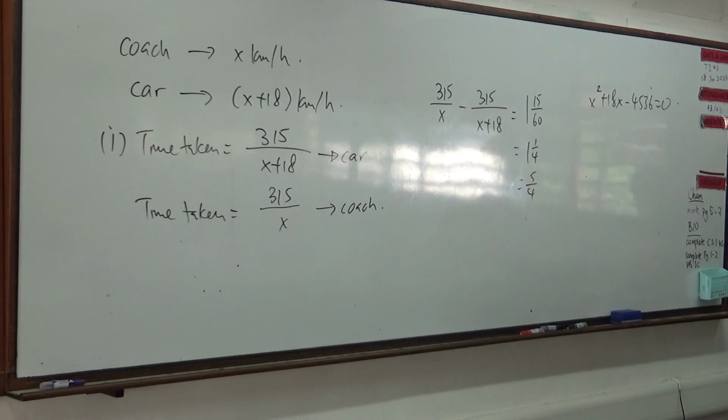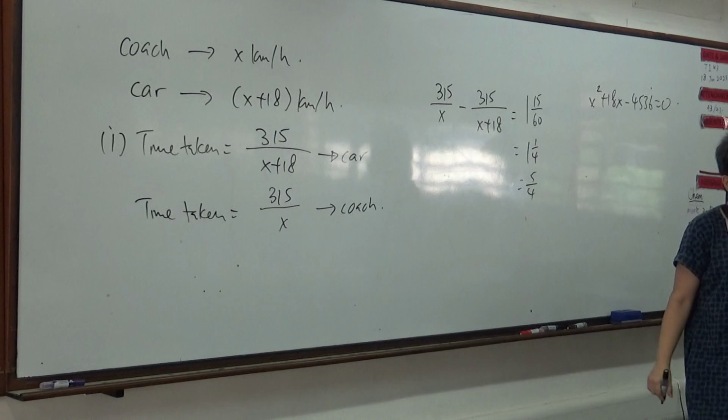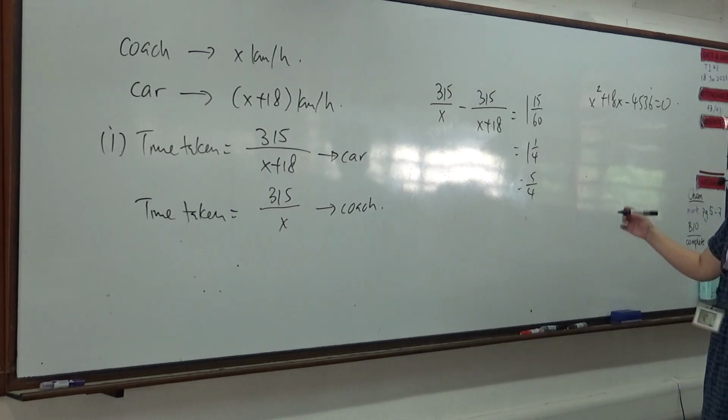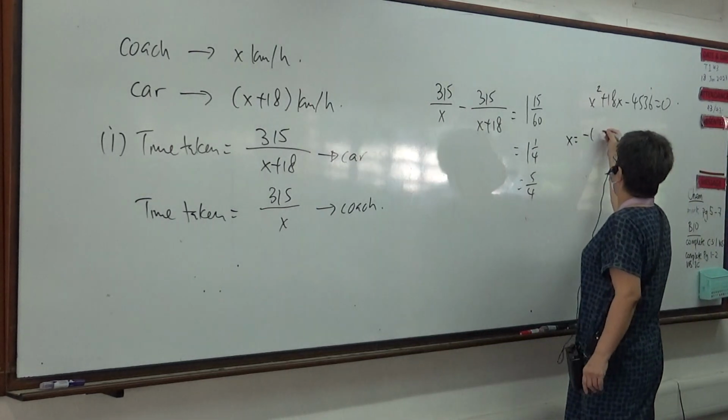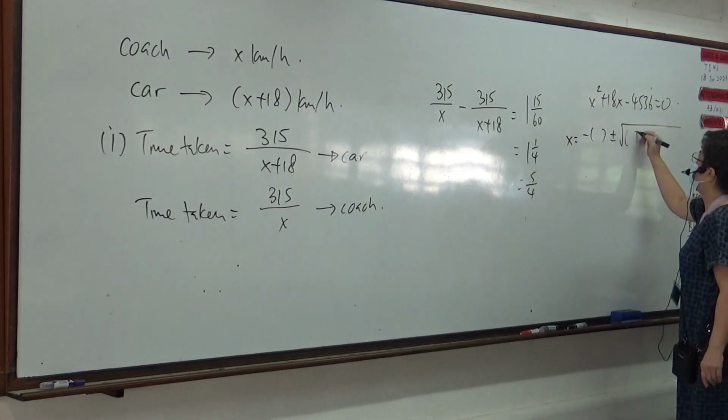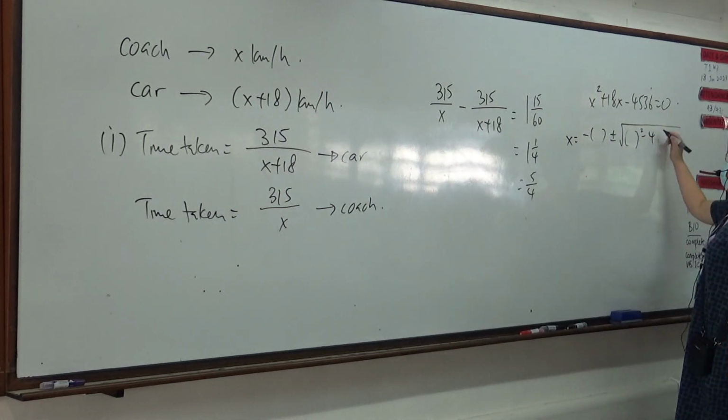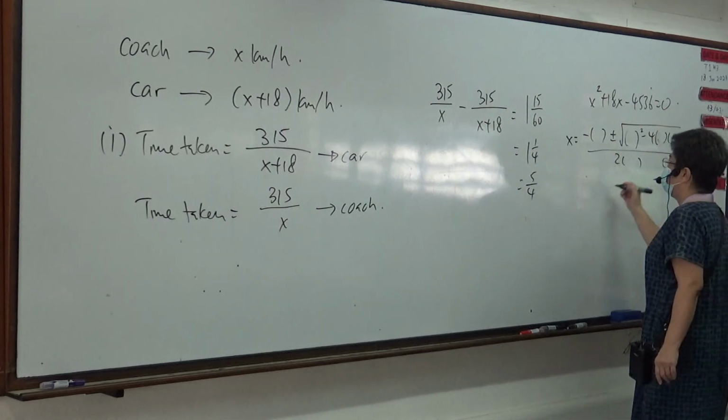Can you look at part 3? Solve the equation, giving both answers correct to 3 decimal places. Now, some people say, oh, I want to factorize it. But if the number is so big, don't bother about factorization. Just straight away plug in the formula. Understand? Yes or no? Okay, minus b plus minus square root b squared take away 4ac over 2a.